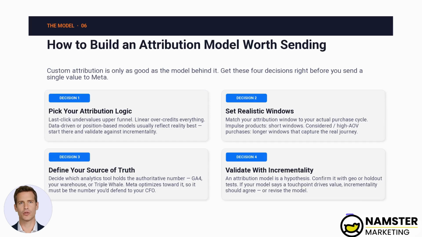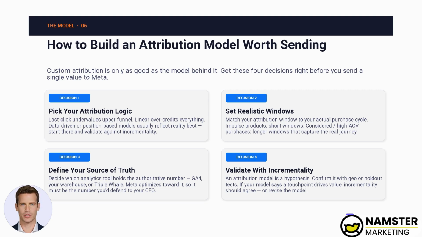A custom attribution model is only as effective as the logic behind it. Before you send a single value to Meta, you must make four critical decisions. Decision 1. Pick your attribution logic. While last click undervalues the upper funnel, data-driven or position-based models usually reflect reality best. Decision 2. Set realistic windows that match your actual purchase cycle. Decision 3. Define your single source of truth, the number you would defend to your CFO, whether it is GA4 or your warehouse. Finally, validate with incrementality.